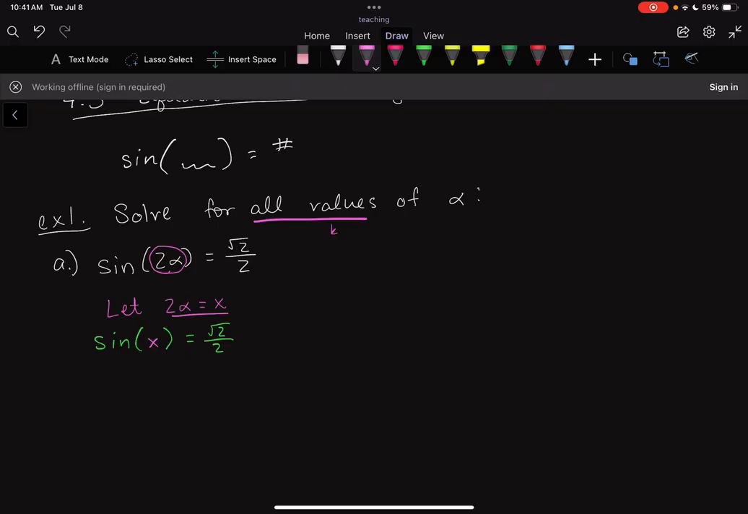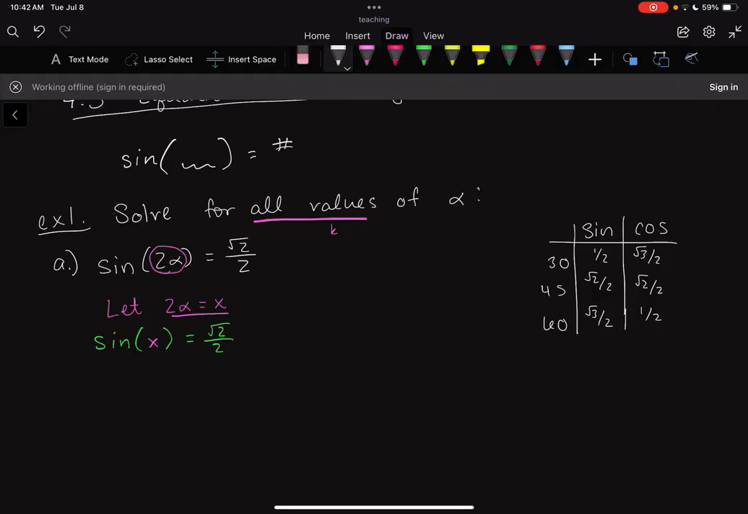So when we're thinking about what angles I would plug into sine so that it equals root 2 over 2, I can always go back to my table. Let me go ahead and draw those out. So sine, cosine, 30, 45, 60. Fix that 3, that 3 is kind of ugly. Okay. So sine is square root 2 over 2 at 45 degrees.